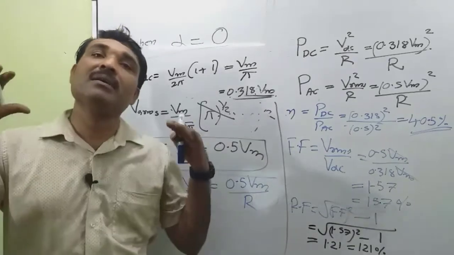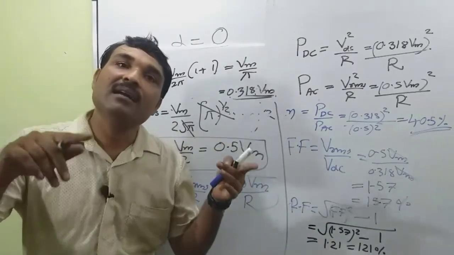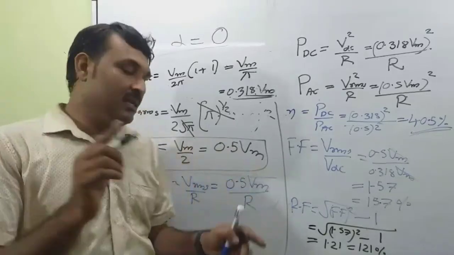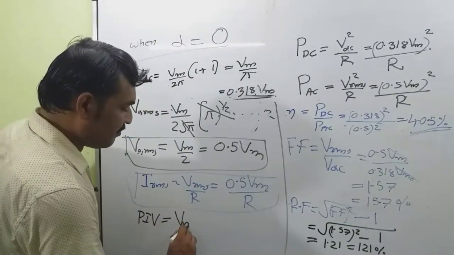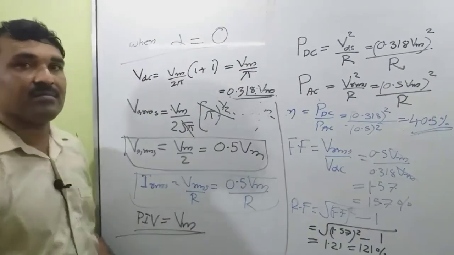Peak inverse voltage of the thyristor circuit: the maximum voltage coming across the thyristor circuit under non-conducting mode is equal to Vm, that we have already explained in the figure.